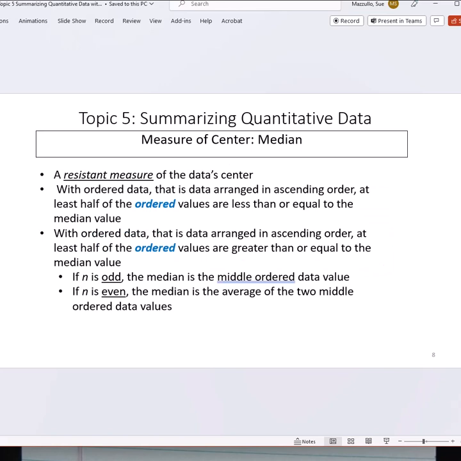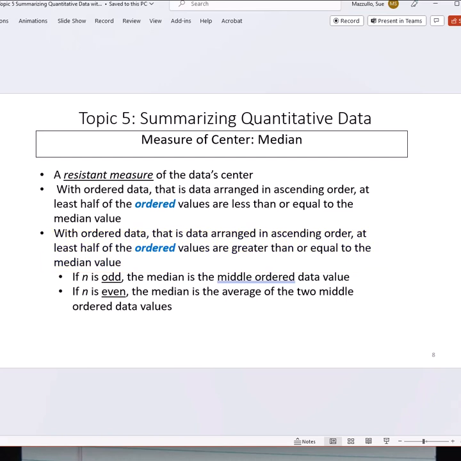Now we're going to look at a resistant measure of the data's center called the median. The first thing you have to do if you're going to try to determine the median is you must put your data values in order. So we have to arrange it in ascending order. And the median is such that at least half of the ordered data values are less than or equal to that median value. With ordered data, that is data arranged in ascending order, at least half of the ordered values are greater than or equal to the median value. So you can think of it either way.